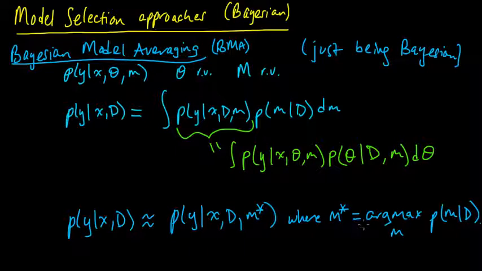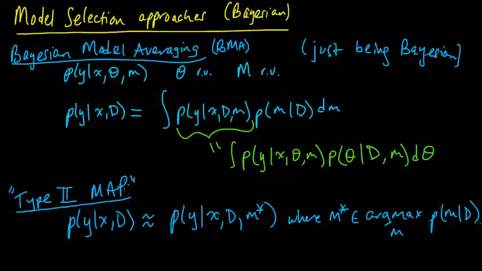So m star is sort of a MAP estimate. It's a maximum a posteriori estimate for the model, right? So to be precise here, because there might not be a unique maximizer, I should put a value m star that maximizes this. So thinking about this as a set. And this is called, well, I don't know if this is a standard name, but a good name for this is type 2 maximum a posteriori.